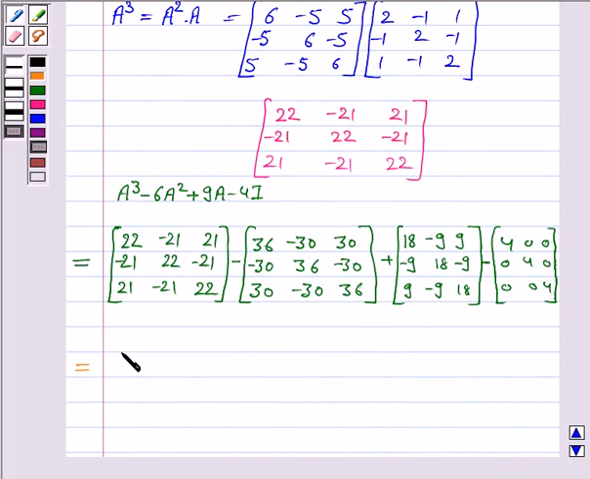And which is again equal to 22 minus 36 plus 18 minus 4, minus 21 minus minus plus 30, minus 21 plus 30, minus 9 plus 0. We just add and subtract the corresponding terms of the matrices. 21 minus 30 plus 9, then minus 21 plus 30, minus 9 minus 0.